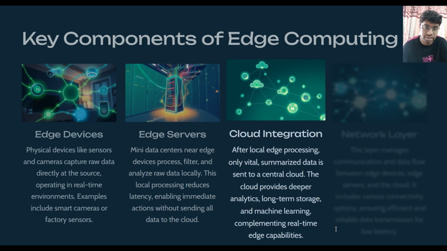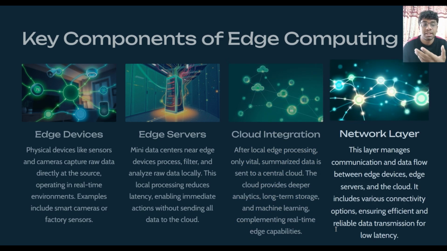Then comes cloud integration. This is like a CPU, like we've learned in computers. It acts as a brain for long-term memory and learning. Then the network layer. This is like the nervous system. It passes information between all the parts, and this is very vital because it keeps a constant flow of information without hindering the daily working and flow of the edge computing system. Together, these make edge computing powerful and flexible.